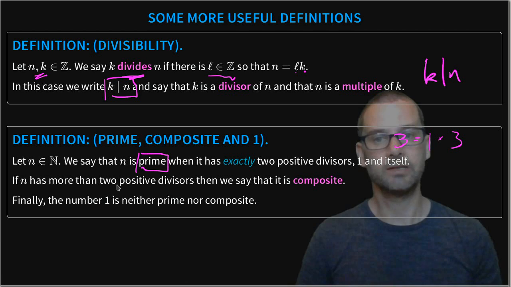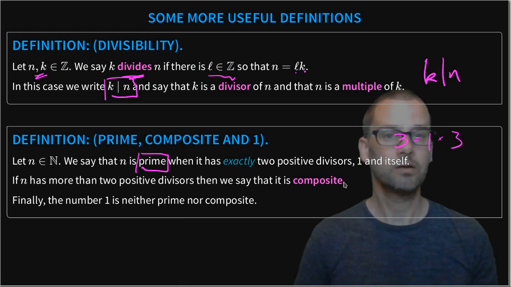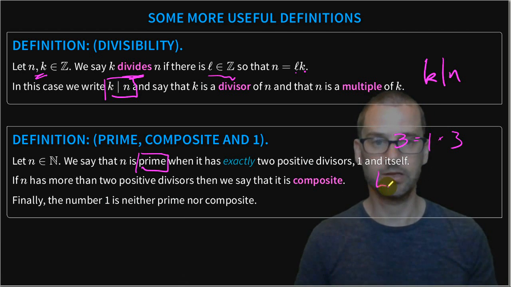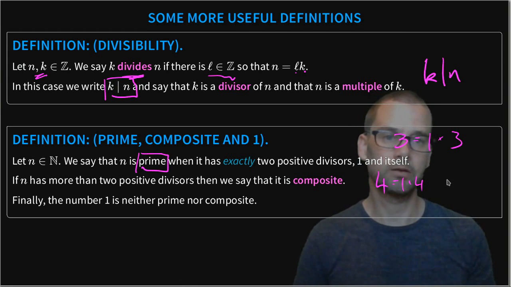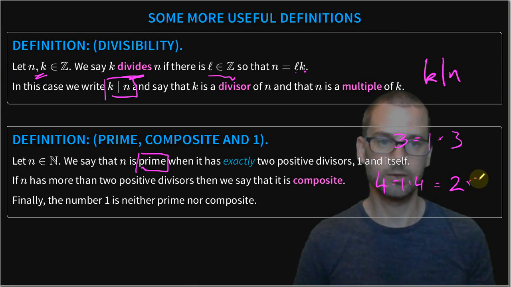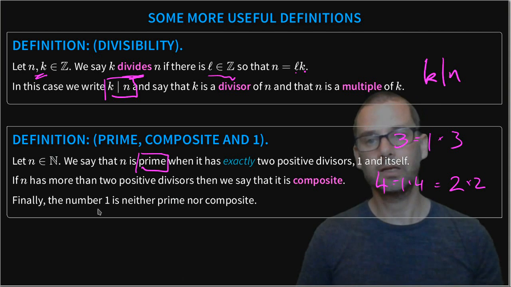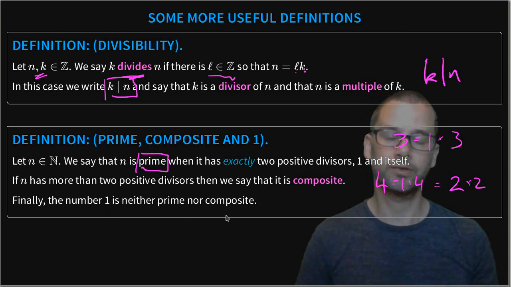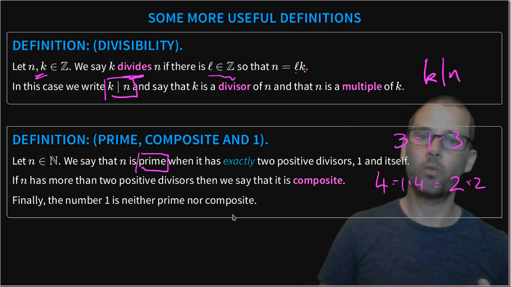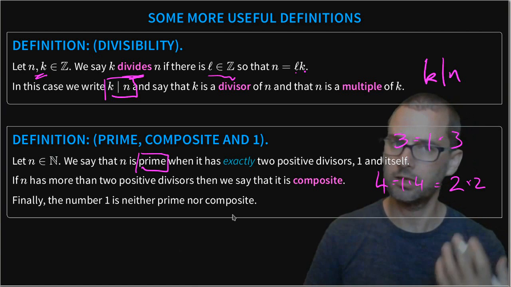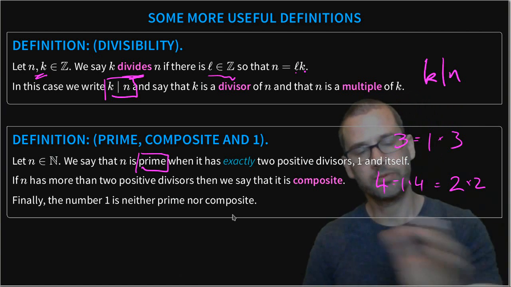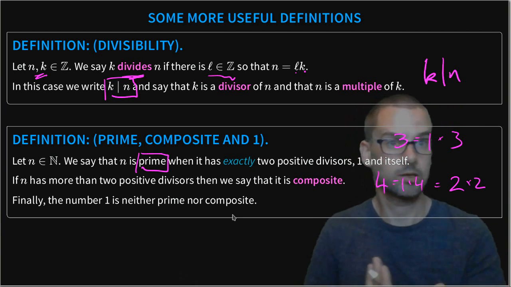Now, if n has more than two positive divisors, we say that it's composite. So for example, 4 we can write as 1 times 4, and we can also write it as 2 times 2. So it has divisors 1, 4, and 2. So that's composite. Finally, the number 1 is neither prime nor composite. The number 1 is strange in this definition, and we take it to be neither a prime number nor a composite number. It's, I guess, what we call a unit.